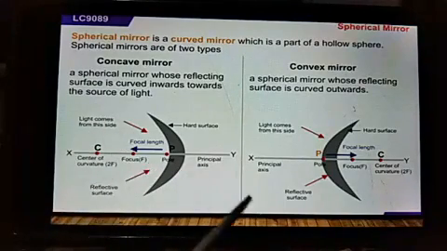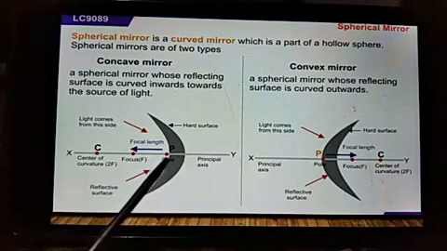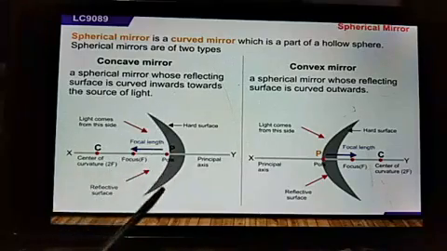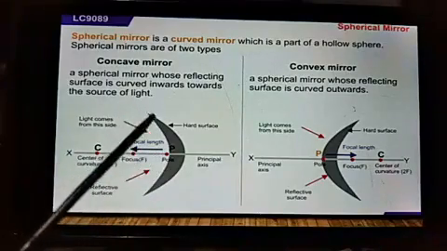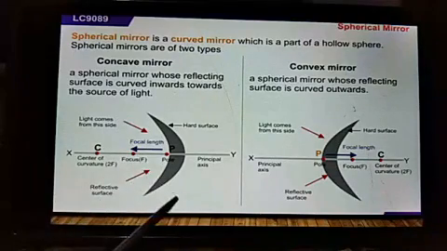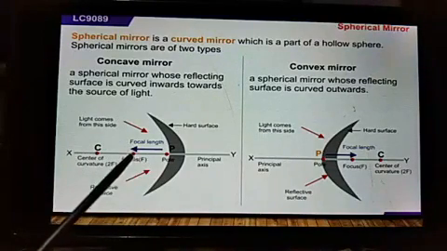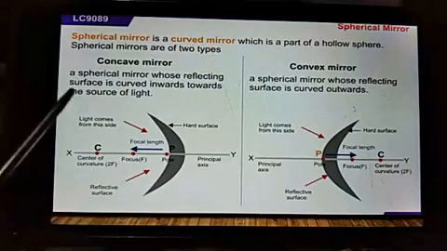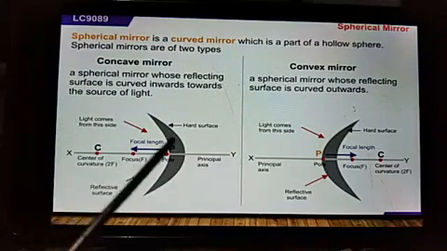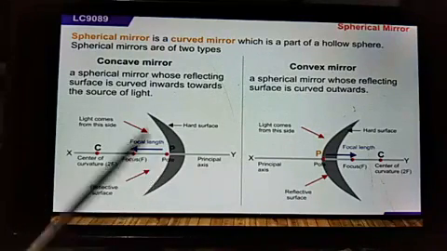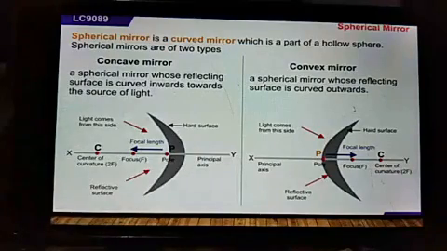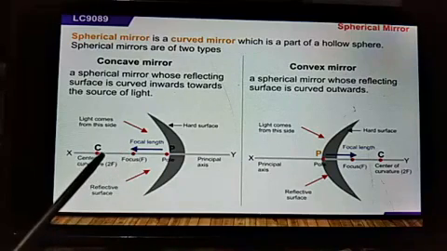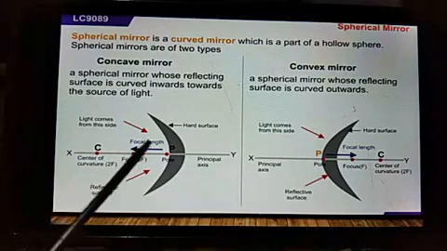Now, let us see the different parts of a concave mirror. A concave mirror or a convex mirror has different parts. First is pole. You can see here this point P is called pole. This point pole is the center of the concave mirror. Next is center of curvature. Center of curvature is the center of the sphere. If it was a sphere, it is a part of sphere, but if it was a sphere, then this center of the sphere is known as the center of curvature of the concave mirror.